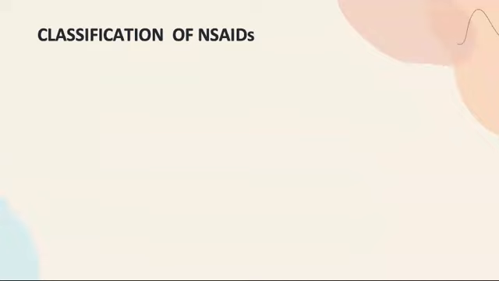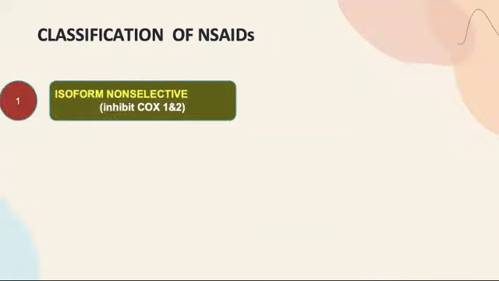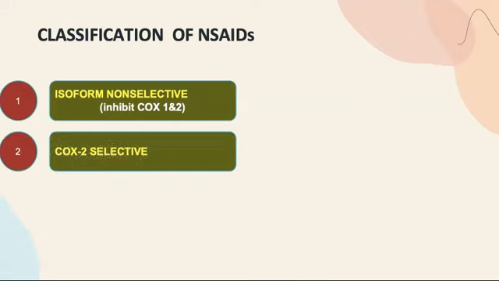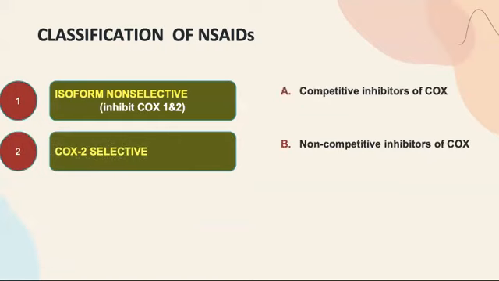The NSAIDs are classified as isoform non-selective NSAIDs, which inhibit both COX-1 and COX-2, or cyclooxygenase 1 and cyclooxygenase 2, and COX-2 selective NSAIDs. Most NSAIDs are competitive, non-competitive, or mixed reversible inhibitors of the COX enzymes or cyclooxygenase enzyme.